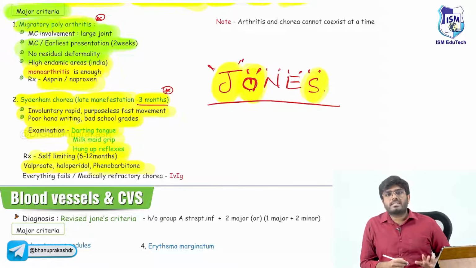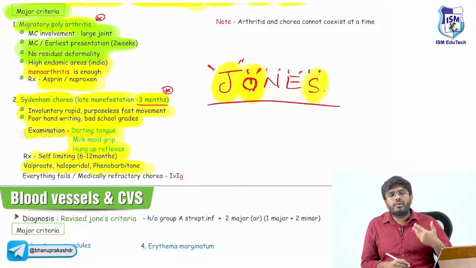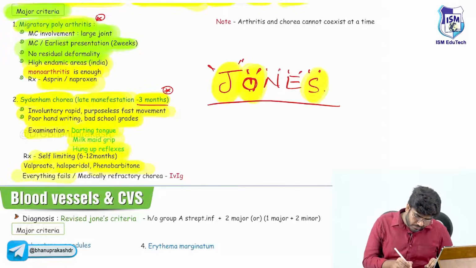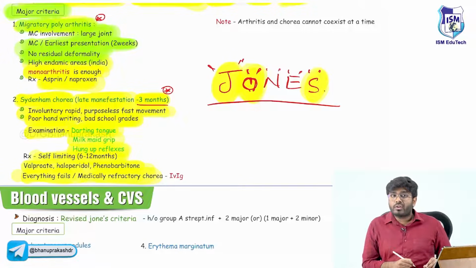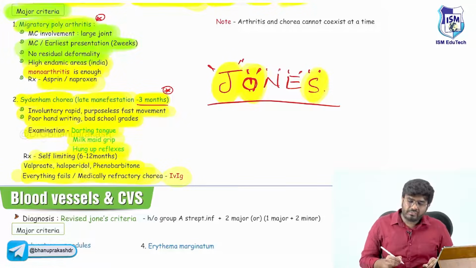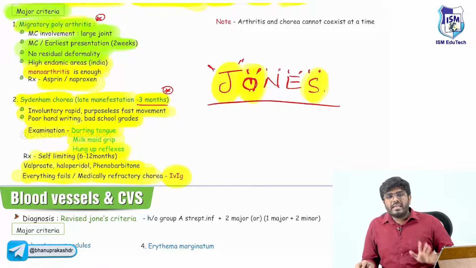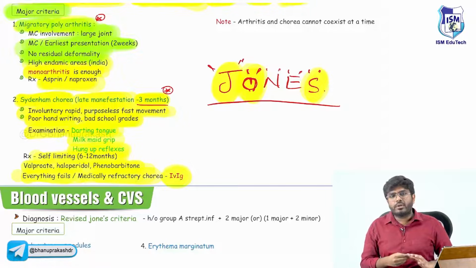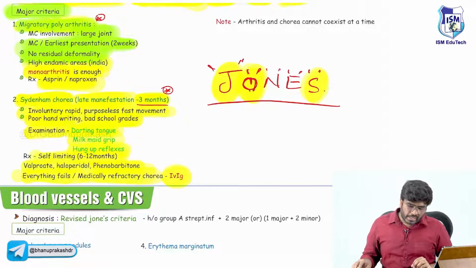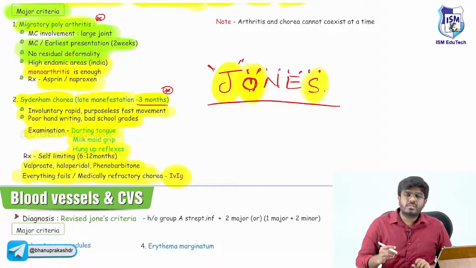But even after 6 months, the chorea is not coming down. Whatever drugs you are giving, the chorea is not coming down, it's continuing. So it's medically refractory chorea, sir. Okay, if everything fails, it's a medically refractory chorea. Then what do you have to do? Then the option is IVIG, intravenous immunoglobulins, MCQ. So for medically refractory chorea, you have to give intravenous immunoglobulins. But generally, for treating chorea, you can use valproate, phenobarbital, and haloperidol. So this is also completed, sir.